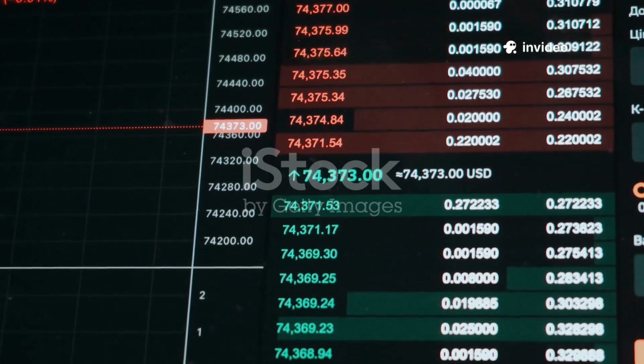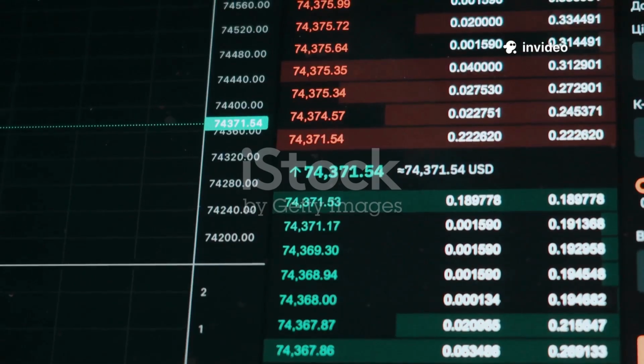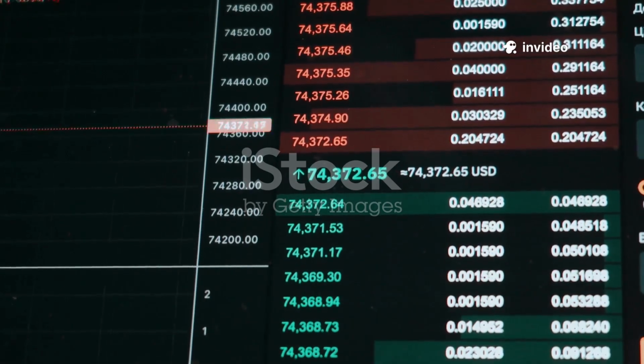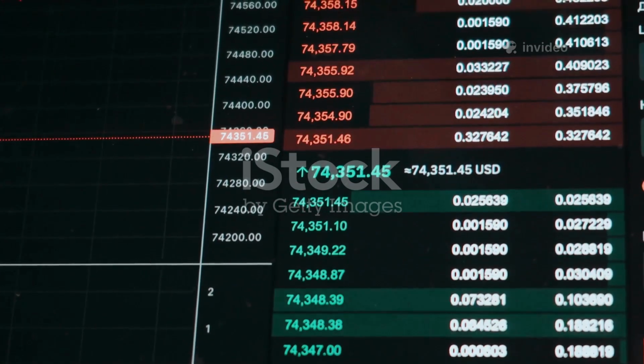Today, we're diving into something called the FIX Protocol, one of the most important tools in electronic trading, but often one of the least explained in simple terms. So let's break it down. No jargon, just the basics.